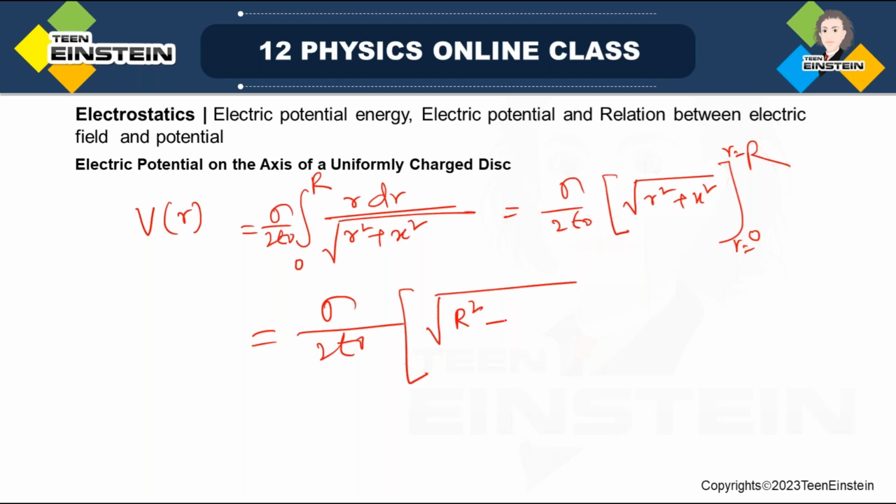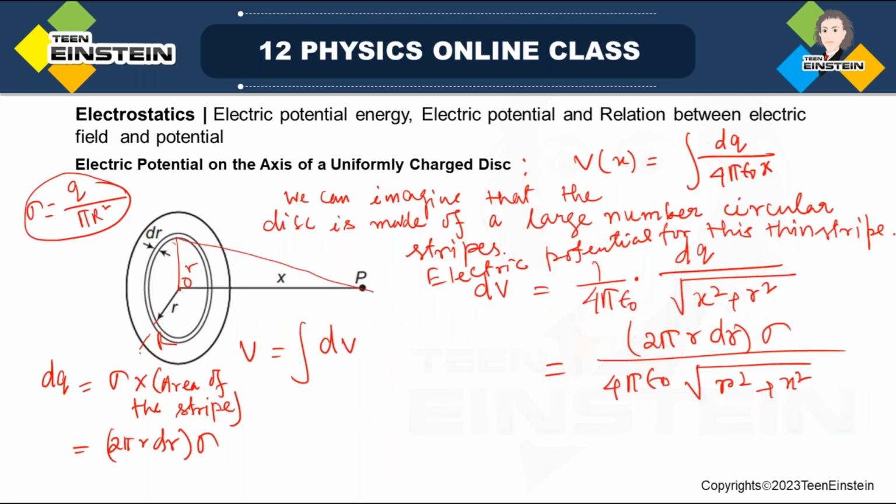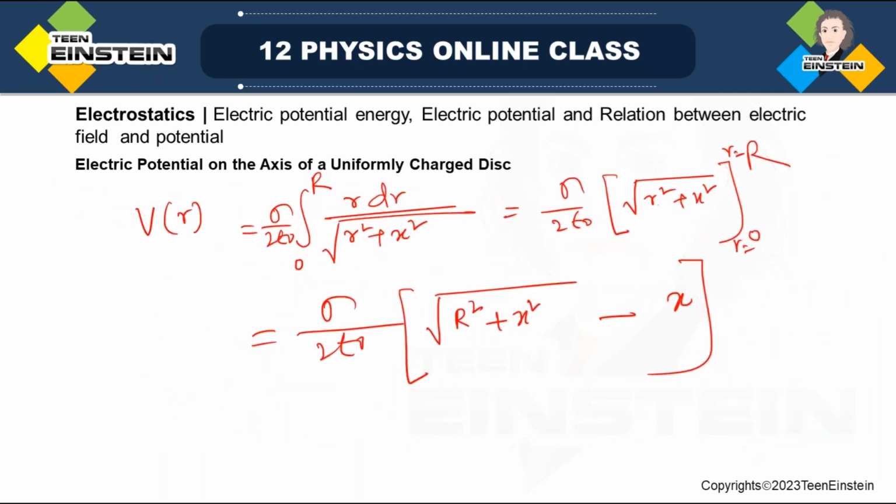Then it is R square plus X square. When the lower limit is put, that is small r equal to 0, it will be X. So this is the value of the electric potential due to a disk of radius r, where we have calculated the electric potential at a distance x from the center, and that point is an axial point, as we had shown you in the beginning itself. So this is the electric potential for the disk.